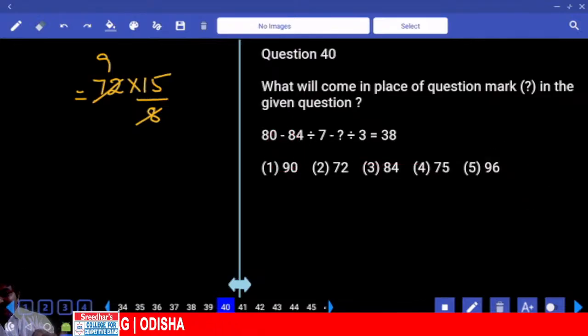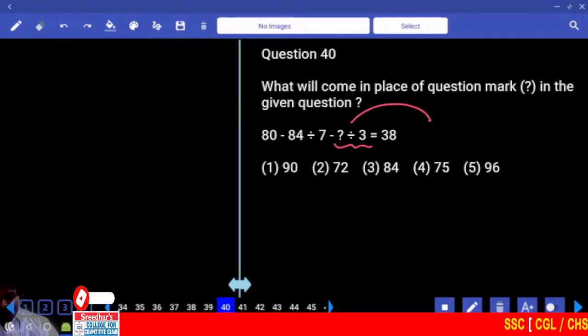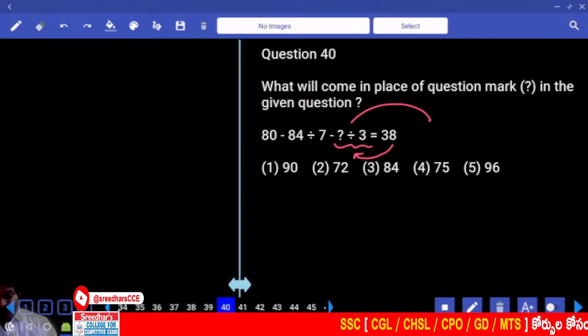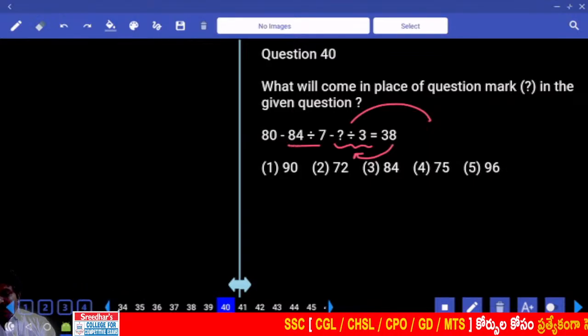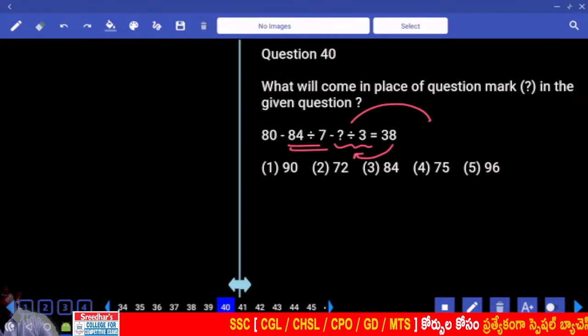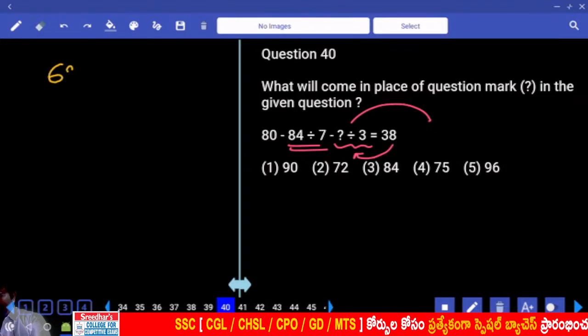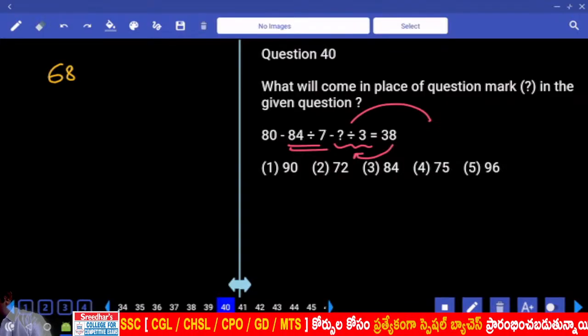X is on the left hand side, which is a negative number. Correct? Take this fellow to the right hand side. And the right hand side 38 comes to the left hand side and becomes minus. Is that okay? Right. 80 minus 84 divided by 7, 12. How much is that? 68. 80 minus 12, 68.